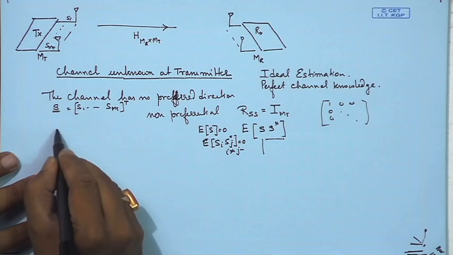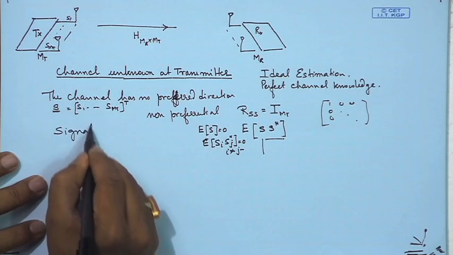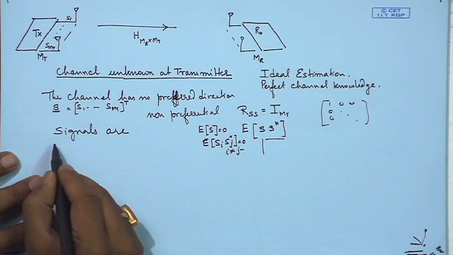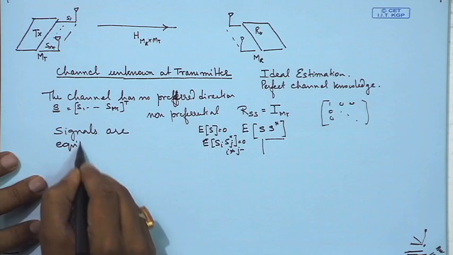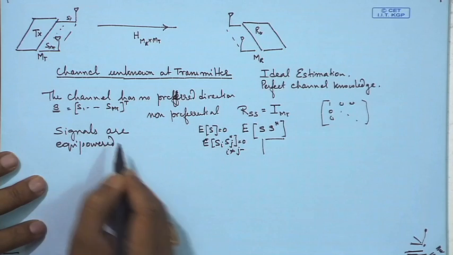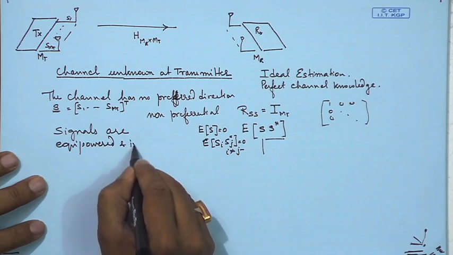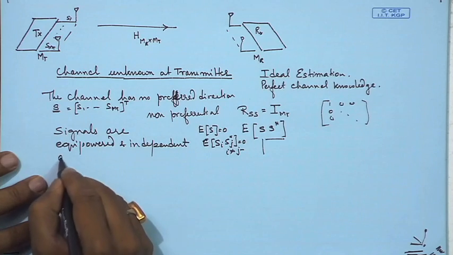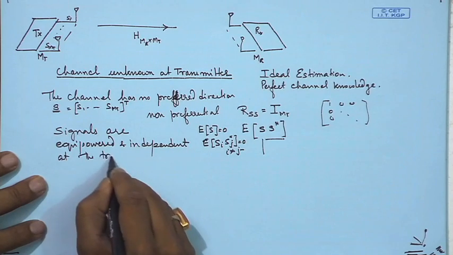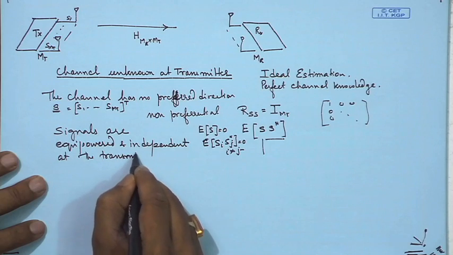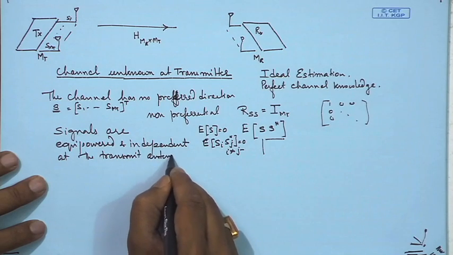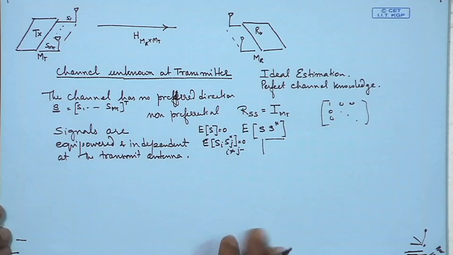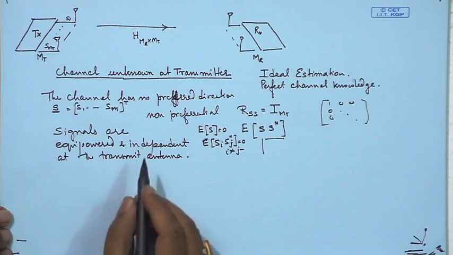That means the signals are equi-powered and they are independent at the transmit antennas. So this is the primary thing which we take into account.